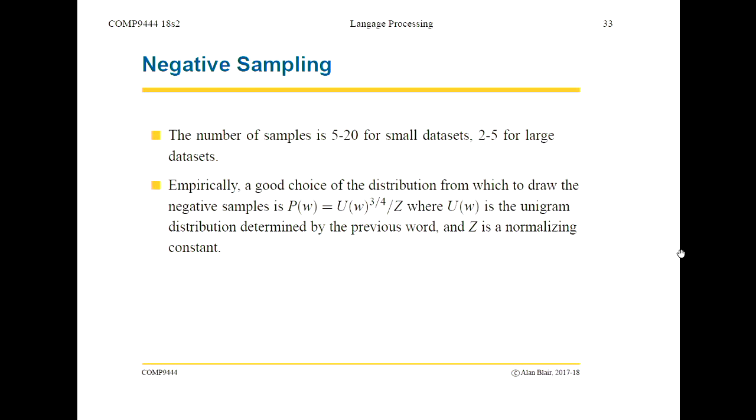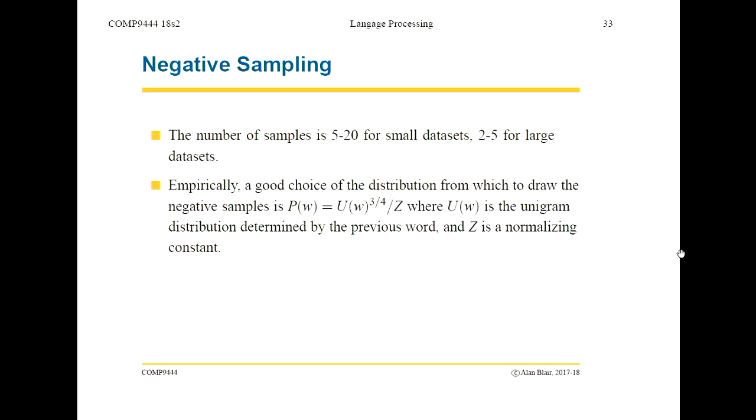Now, there's this question about the distribution from which the negative samples are drawn. I've got this list of 60,000 words, but some of them occur more frequently than others. If I'm choosing my negative samples, should I choose all 60,000 words with equal frequency? Should I choose each word with the frequency that it actually occurs in the corpus? These guys mucked around and tried a few different things, and in the end, this is what they decided.